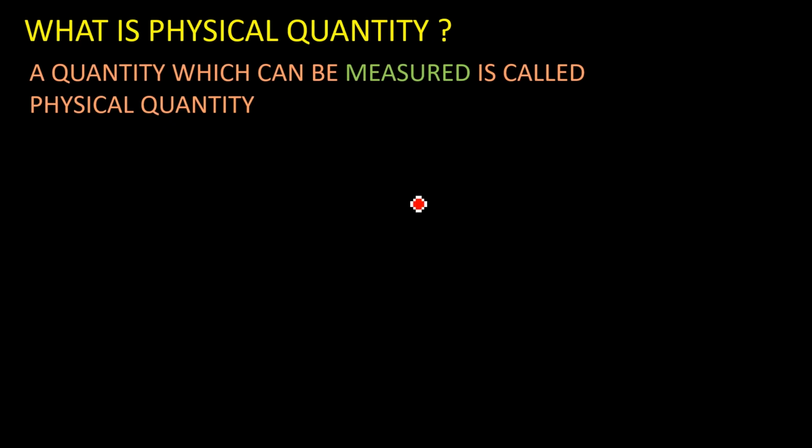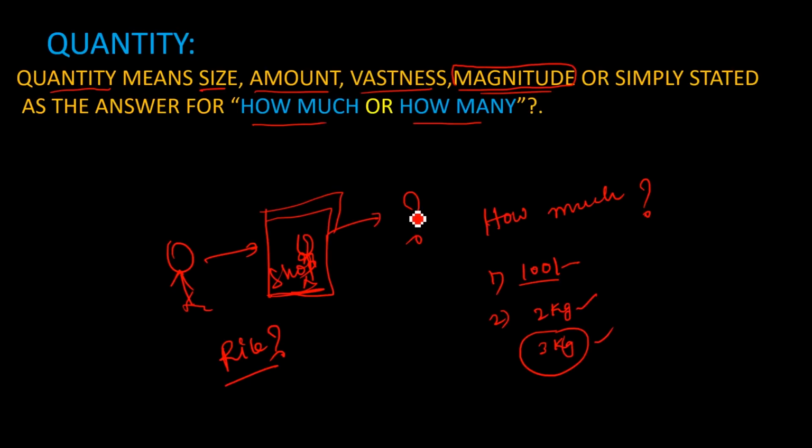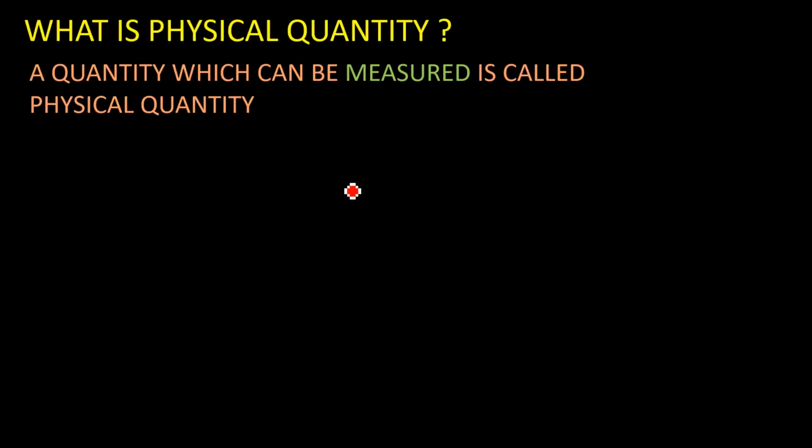Next, what is physical quantity? What is quantity? Already we discussed it, with different examples: size or amount or vastness or magnitude, or simply the answer for how much or how many. Now, a quantity which can be measured is called a physical quantity.